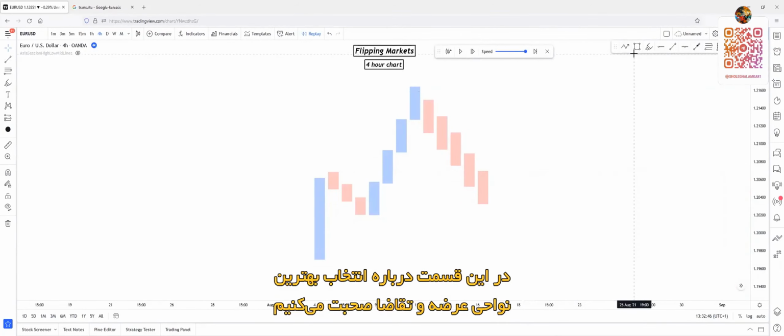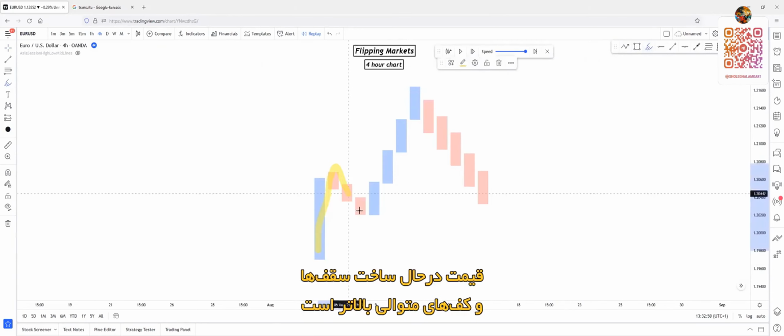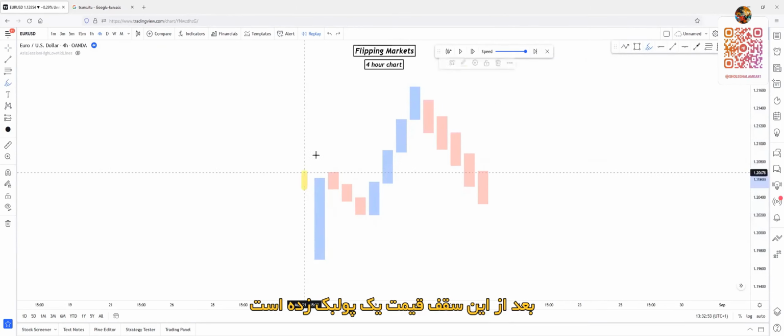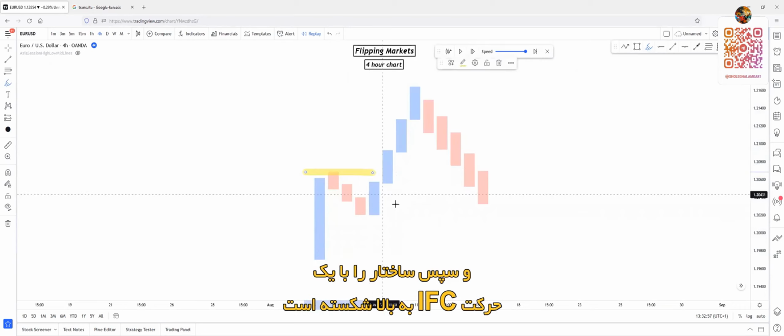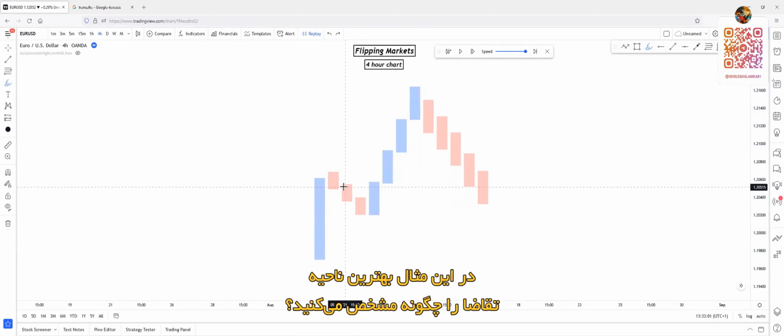In this video, we'll talk about how to choose the best supply and demand zones. As you can see in this example, price is creating a series of higher highs and higher lows. After the last high has been created, price did a pullback, and after the pullback, price broke structure to the upside with inefficient movement. So, how would you choose the best demand zone in this case?